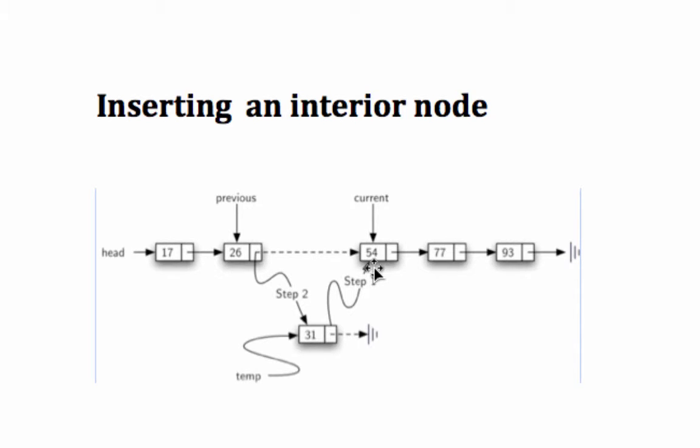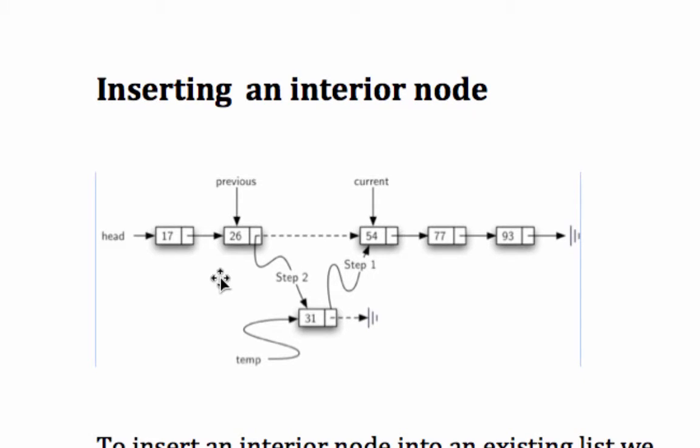And the last step will be to connect the rest of the list that should precede the new node to the new node. So again, I need to change this reference that is next in this node, and I need to make it refer to the same thing that in this case temp is referring to, which is the new node. So this is going to link 26 to 31. So current and temp are used to connect 31 to 54. Previous and temp again are used to link 26 and 31.